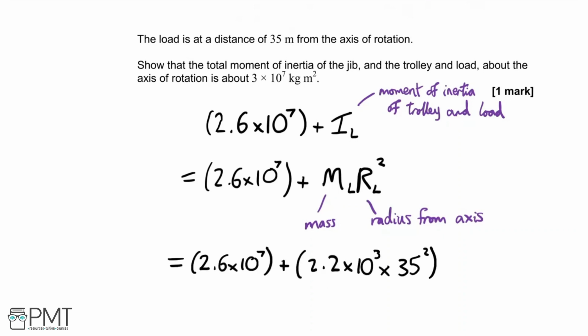And that will give us a value of 2.9 times 10 to the 7 kilogram meters squared. Now we don't need to include the unit because that's already given to us in the question, but you can see that 2.9 times 10 to the 7 rounds to 3 times 10 to the 7, so it's approximately that answer. Now this is a 1 mark question, so the mark obtained here will be for the working and the answer together.